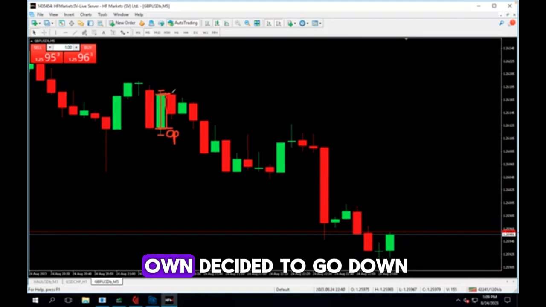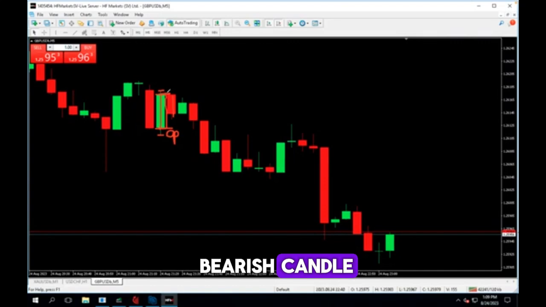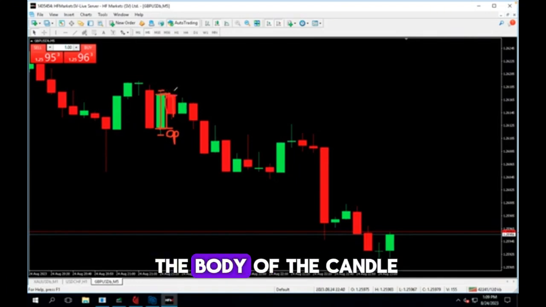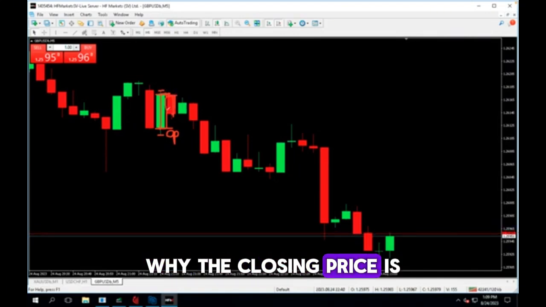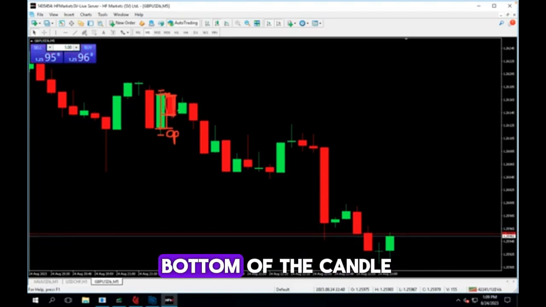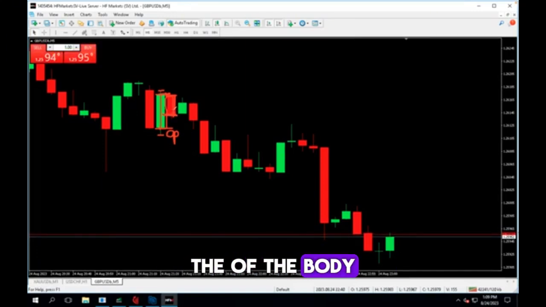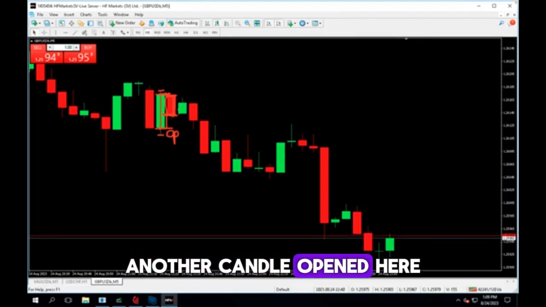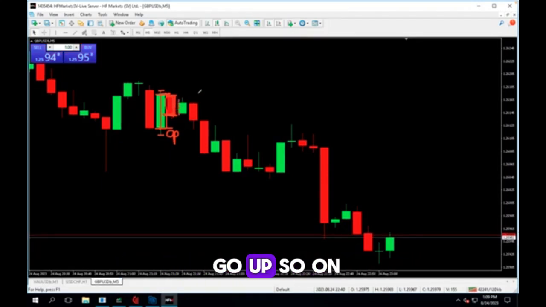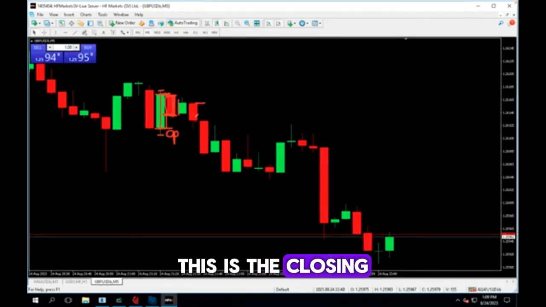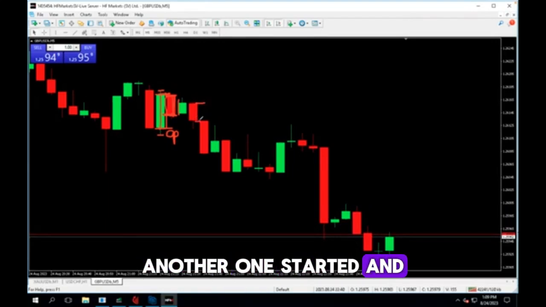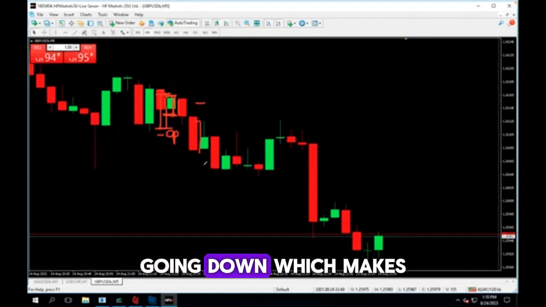Now, what happened to this candle? This candle on its own decided to go down. So when it went down, remember, for a bearish candle, I'm sure you are noting this down, the opening price is the price at the top of the body of the candle, while the closing price is the bottom of the body of the candle. It closed here, another candle opened here again. And as it opened, this one decided to go up. So on and so forth. This is the closing. When it closed, another one started, and this one still chose to go down, going down, which makes it what?